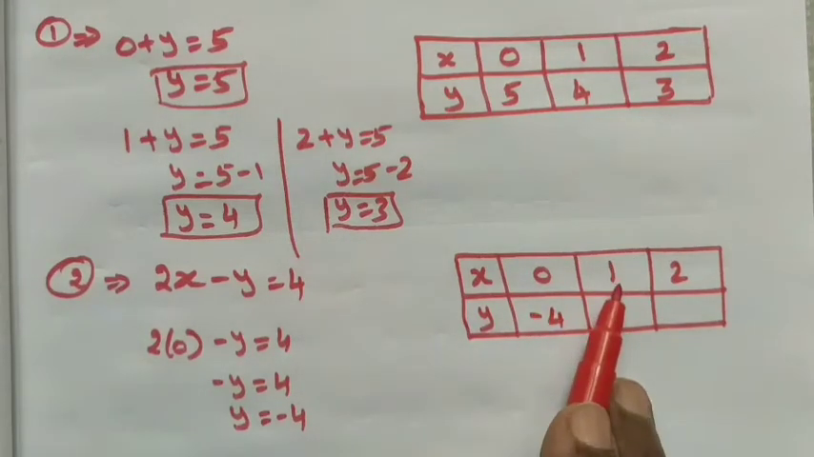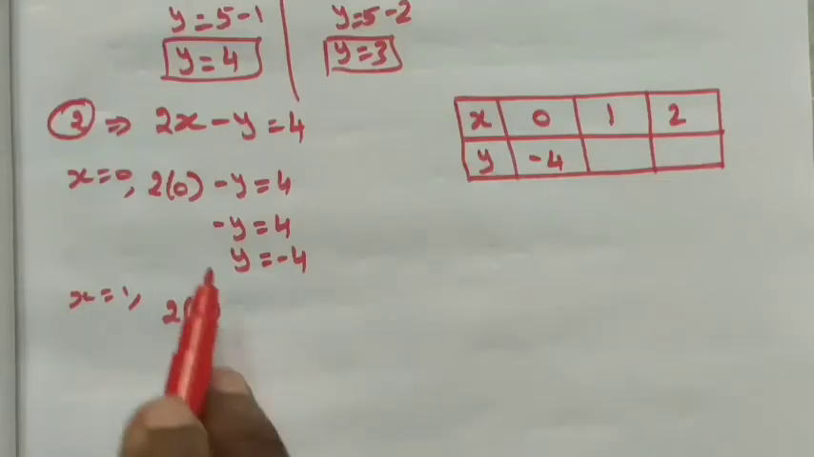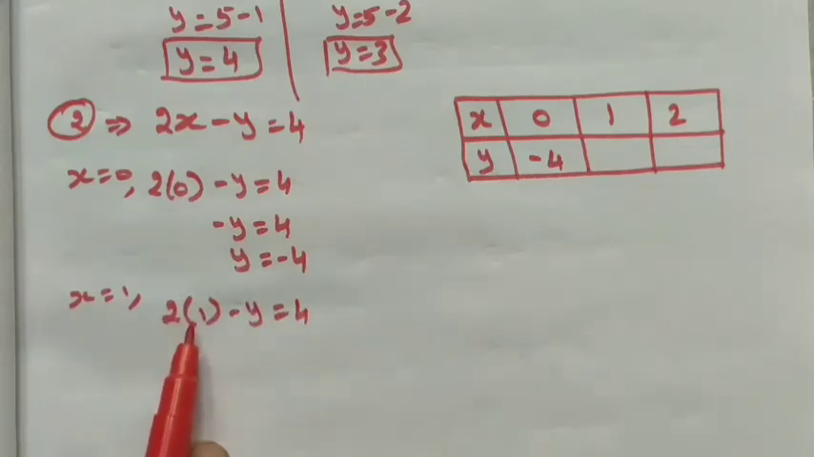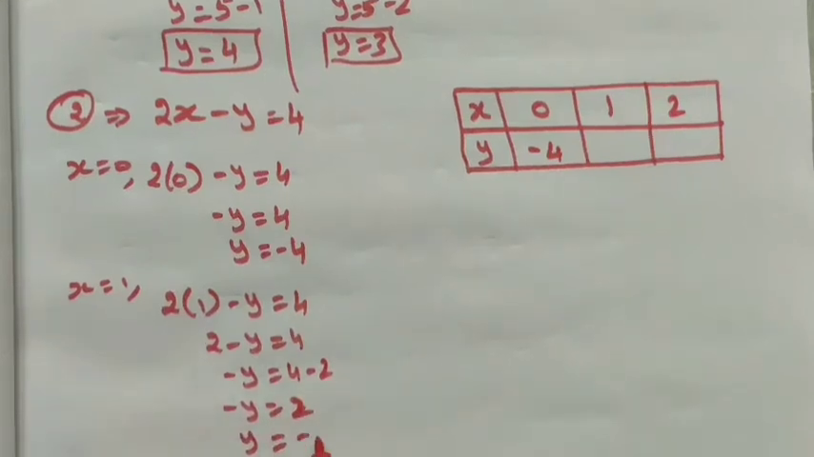And then x equal to 1. Here x is equal to 0, here x is equal to 1. In the place of x, 2 into 1, minus y is equal to 4. Then 2 ones are 2, minus y is equal to 4. I take this 2 to the other side. We get minus y is equal to 4 minus 2, so minus y is equal to 2. Multiplying by minus, y is equal to minus 2.